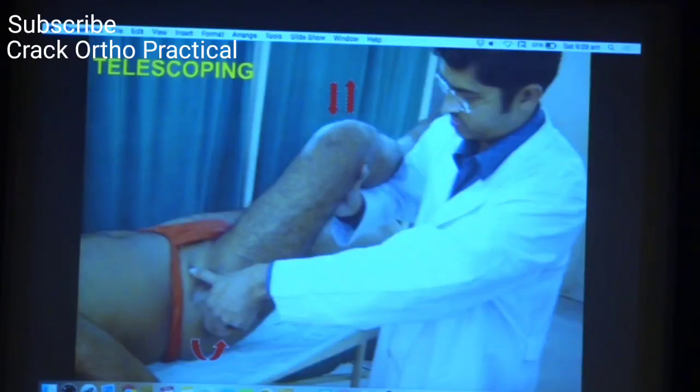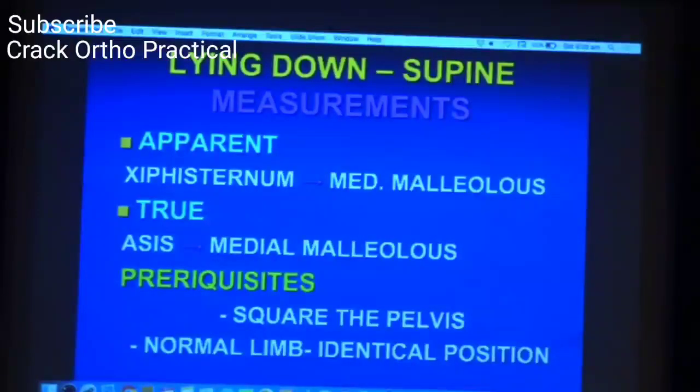Telescoping we have already talked about. This is the maneuver, and now the stage is of measurements. So you all know that there are, I think we can take the questions at the end if you don't mind.